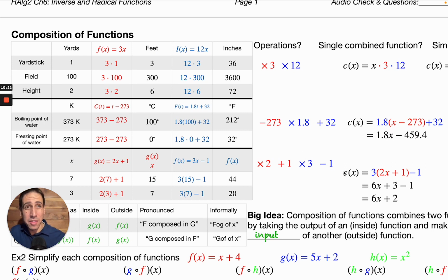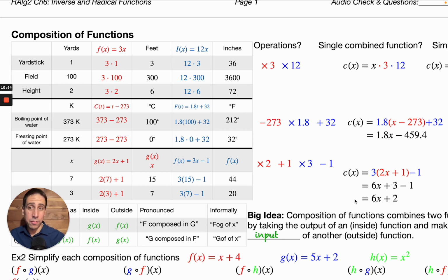And if you're going to combine them into a single function that would take from this input 7 all the way to the 44, what you really got to do is make sure the red operations go first. They go inside a set of parentheses, 2x plus 1, and then on the outside you multiply by 3, and then on the outside you subtract 1. Now, all four of these operations can be simplified because all you got to really do is just distribute this to get the 6x plus 3 minus 1, and then you can combine the 3 minus 1 to get 2.